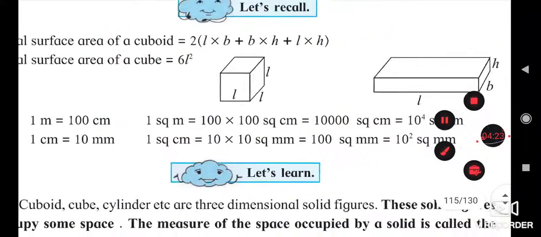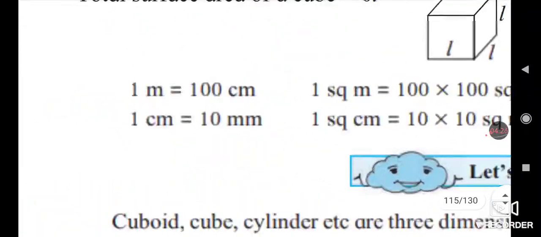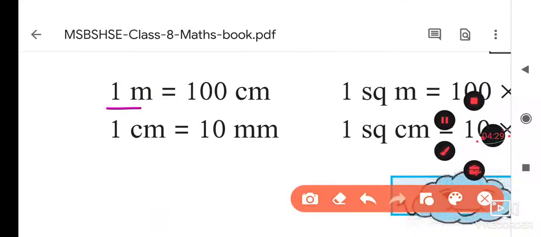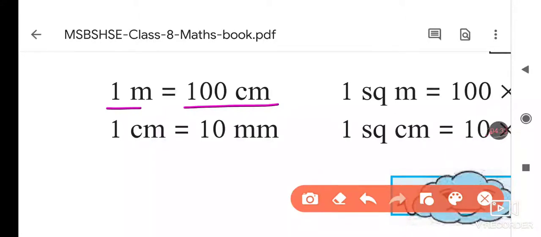With this, one more thing that we studied is that 1 meter is equal to 100 centimeter. These are the measuring units of distance. And 1 centimeter: if you see your scale, you will notice that between 0 to 1 and 1 to 2, there are 10 small lines. These lines are 10 mm.